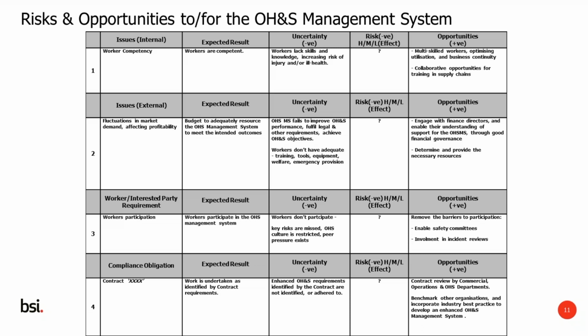So let's take the first issue, worker competency. We've sat down as a management team and we've talked about some of these internal issues, and someone said, you know what, worker competency, it ebbs and flows. What's our expected result? Our expected result is our workers are competent. So what could be the negative consequence of that? Well, that workers lack the skills, they lack the knowledge, and that increases risk of injury and or ill health. So we'd put a risk level on that based on the data we've got in our organisation.